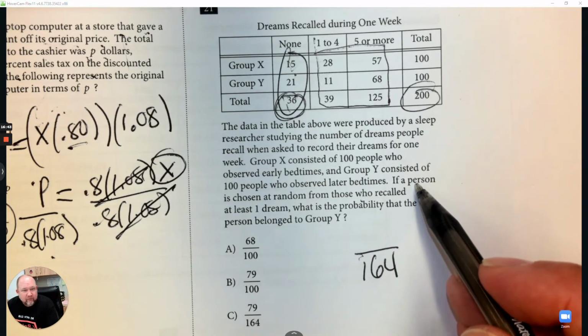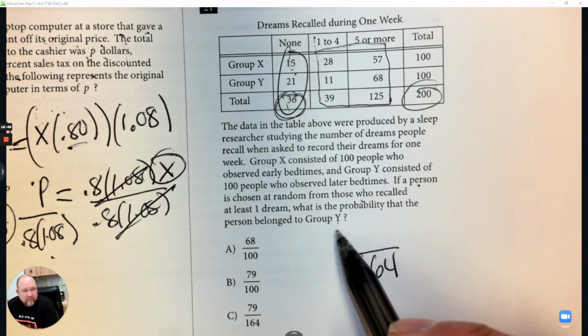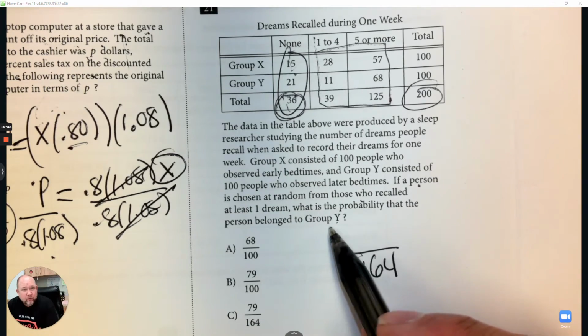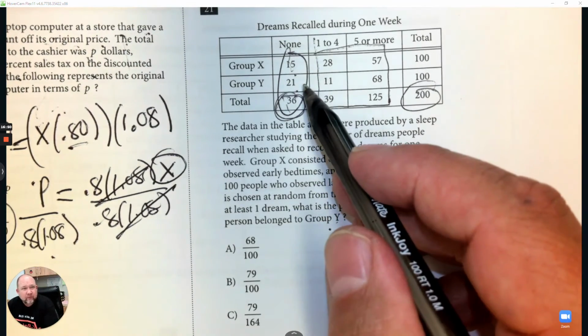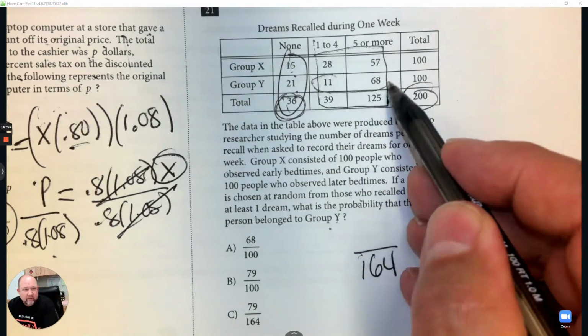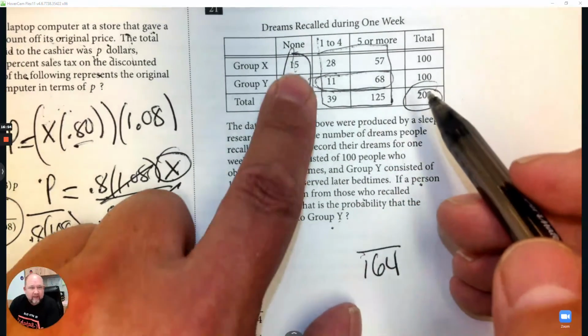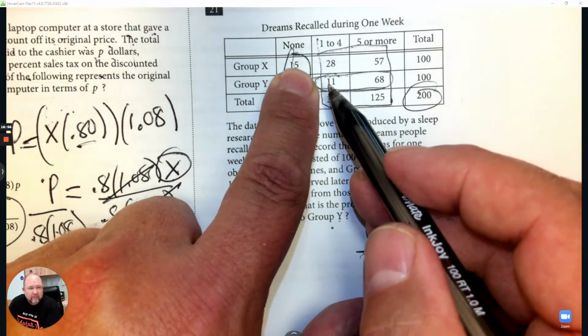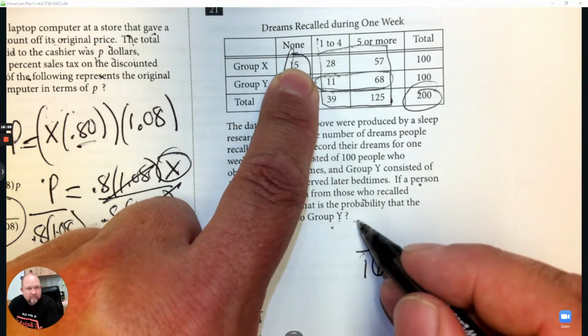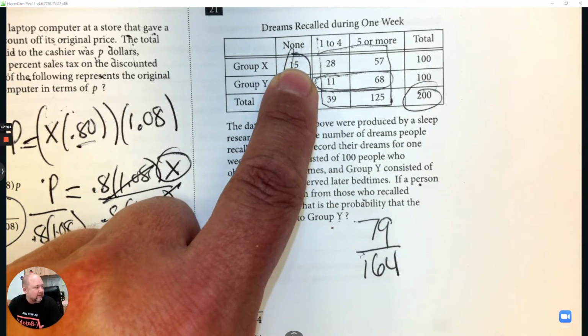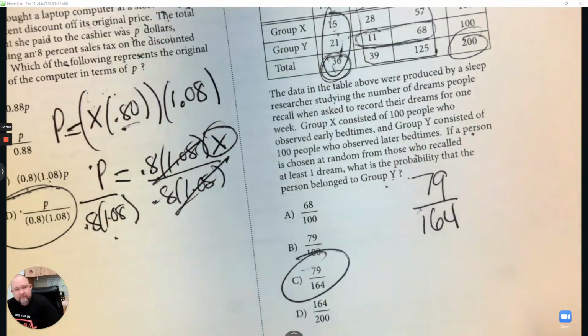And it says if a person is chosen at random from those who recalled, what is the probability the person belongs to Y? Group Y is right here. So for Group Y, how many were there in Group Y that does not include the none part? That would be 79. So it would be 79 over 164. Done.